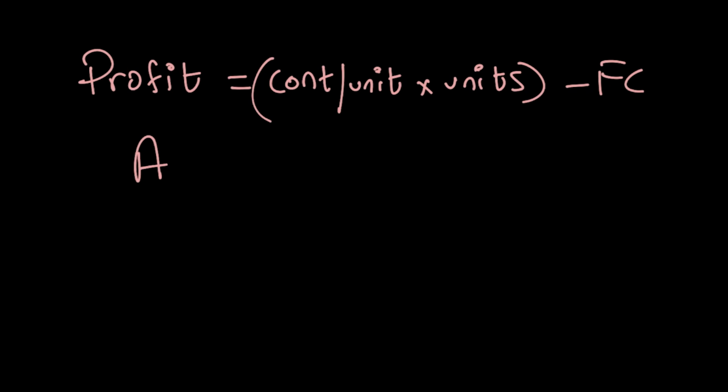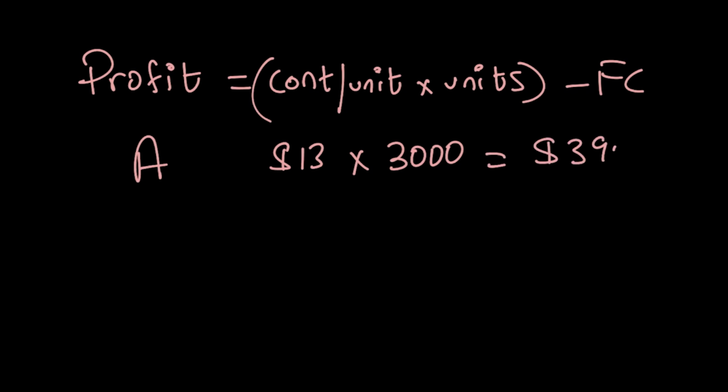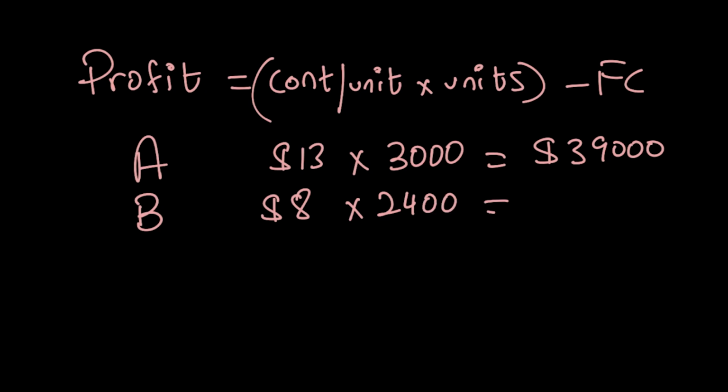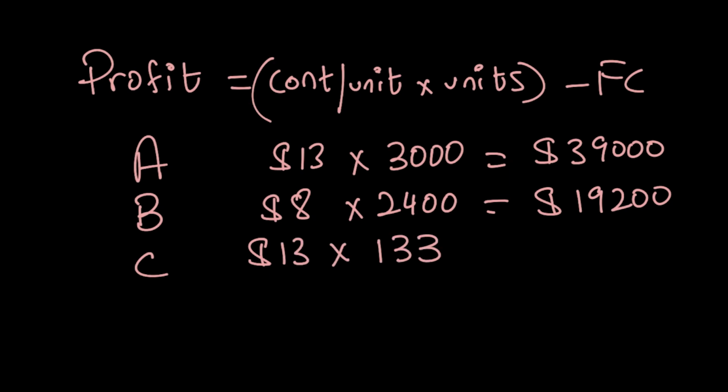Remember, product A earns $13 per unit and we're making 3,000 units completely. So A will earn $39,000 worth of contribution. Product B earns $8 per unit and we're also fulfilling its demand, which is 2,400 units. This should give us 19,200. Okay, and finally for product C, which also earns $13 per unit, but we're only making 133 units over here. So if we calculate this, we should get 1729.